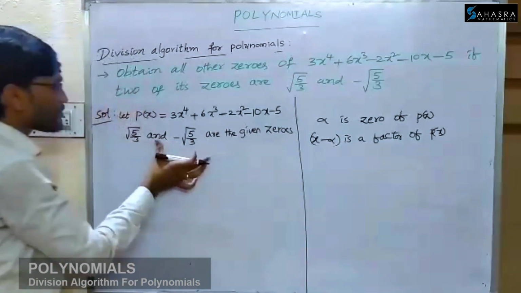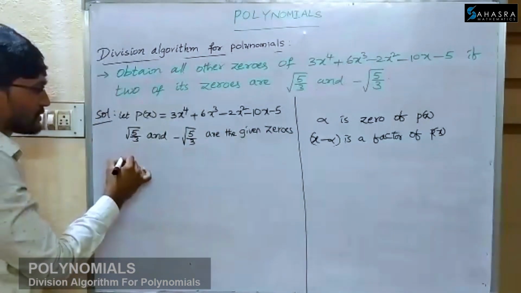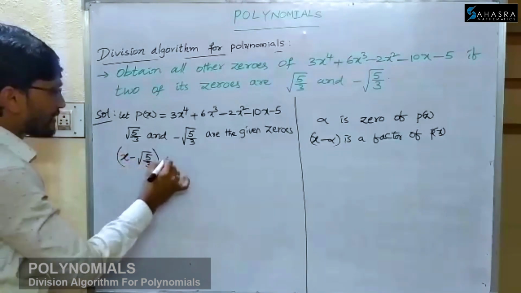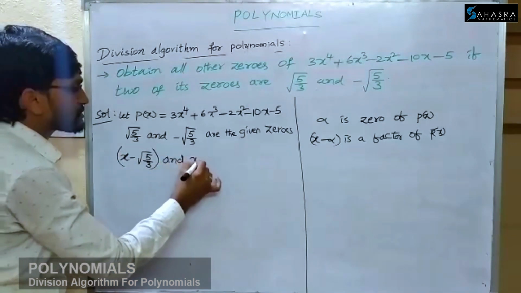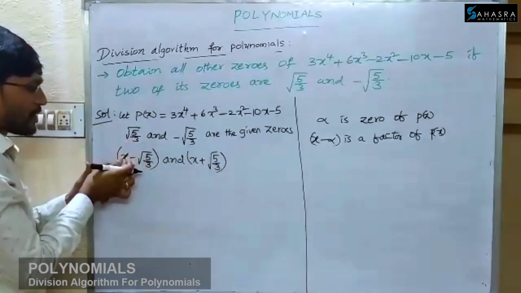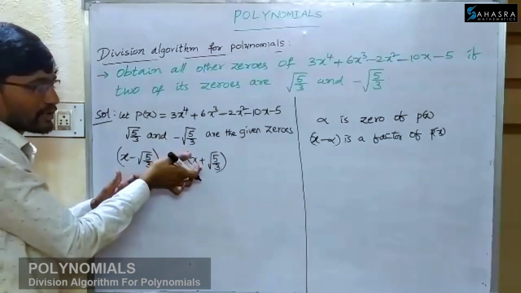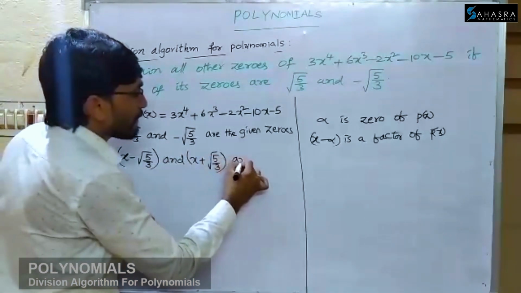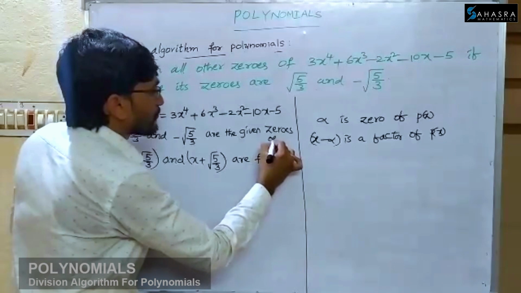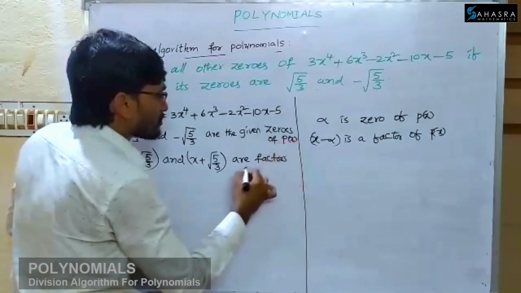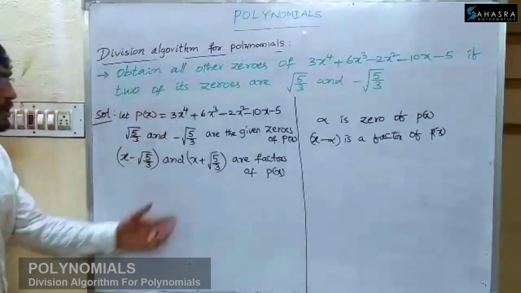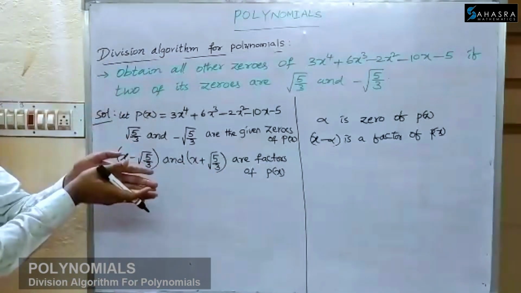So these are the zeros, which means the factors are x minus root of 5 by 3 and x plus root of 5 by 3. So plus means we have to write minus, minus means we have to write plus, simply. These are the factors of p of x. So we need to get the other 2 zeros.